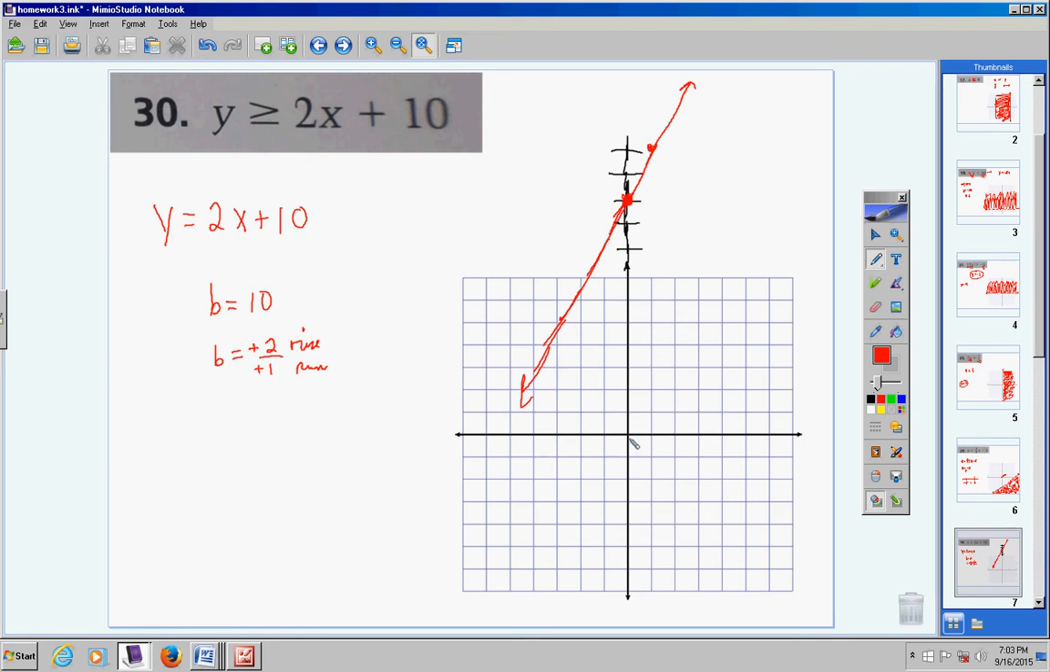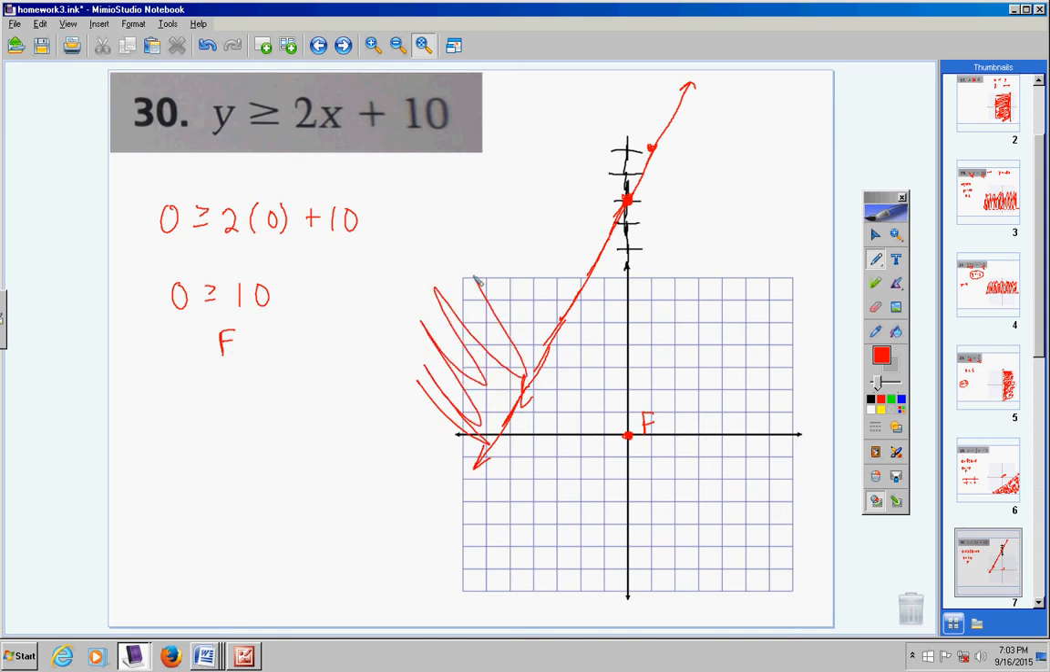Now, does 0, 0 fall on this line? Not at all. So let's test 0, 0 to see if we get a true or a false statement. So where the y is, I put 0. Where the x is, I put a 0. And here we go. 0 is greater than 2 times 0, which is 0, plus 10 is 10. 0 is greater than 10. False. So this point here is false. So you do not want to shade where this point is. You want to shade where that point is not.